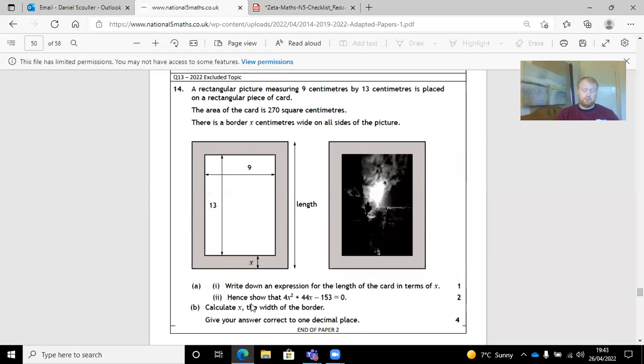Part B. Okay. Calculate x, the width of the border. So we need to do factorization on this quadratic expression. And then we're going to end up with 2 answers. One's going to be correct and one's going to be wrong. So we need to identify which one's the incorrect one, and then identify which one actually works. So only one answer should work in this case. So calculate x, the width of the border.